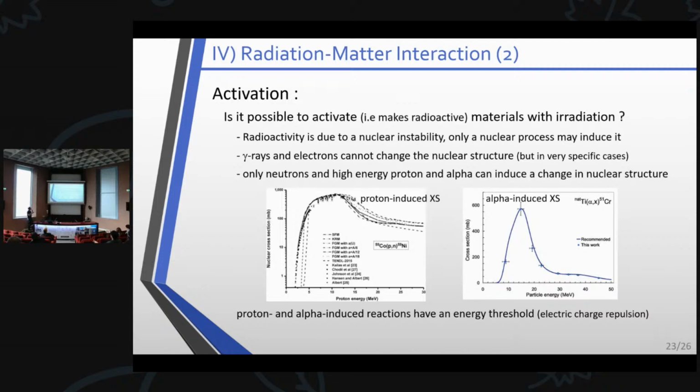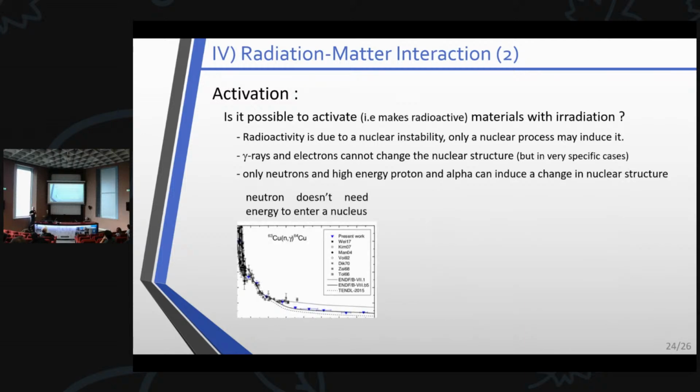energy. In fact, the proton and alpha particles do not like to go inside the other nuclei because they are both positively charged. So, okay, no material activation, but with big accelerators. On the contrary, a neutron has no charge, so it can enter the nucleus very smoothly. For instance, here for copper, you can see that at low energy, it's not 0. You have a large cross section, so we can enter the material and change the structure.